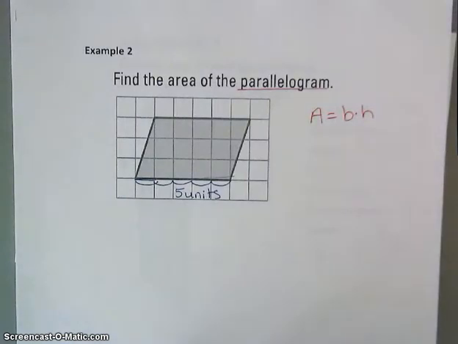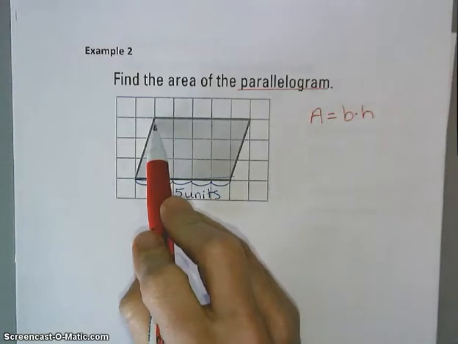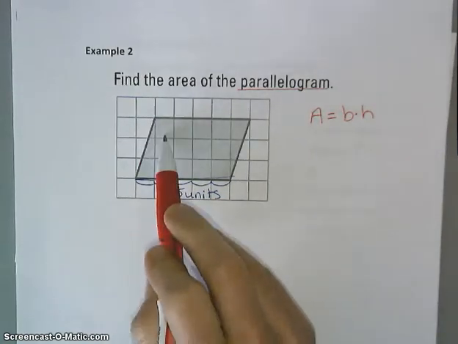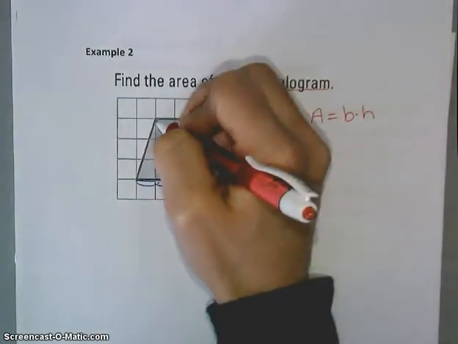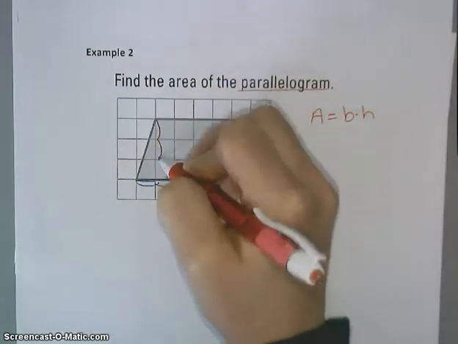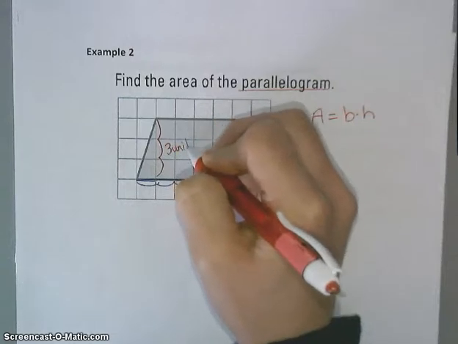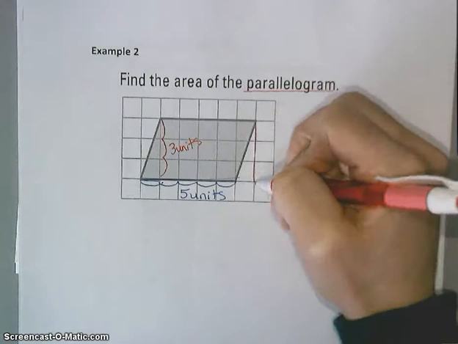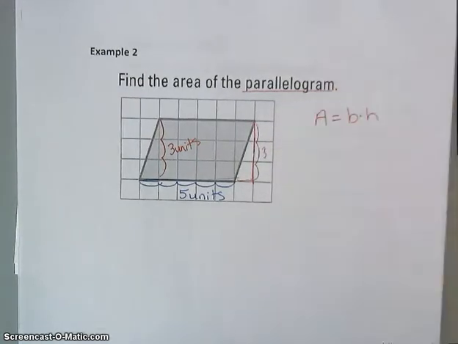The next thing we need to find is the height. So our height is from the very top of our parallelogram all the way down. So the line that connects those two parallel sides. So my height is 1, 2, 3 units. Remember, I also could have found my height here. I could have dropped it on the outside. 1, 2, 3. Same thing.